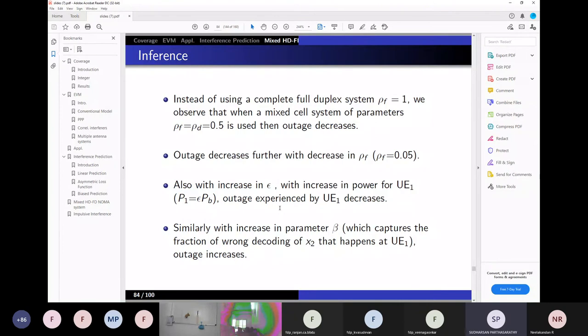Also, when you increase epsilon, the power for UE1 will increase. So when the power for UE1 increases, the outage experienced by UE1 will decrease, because you're giving it more power. Similarly, with increase in parameter beta, which captures the decoding error, if the decoding error is more, then your outage will increase. So with increase in beta, your outage increases.